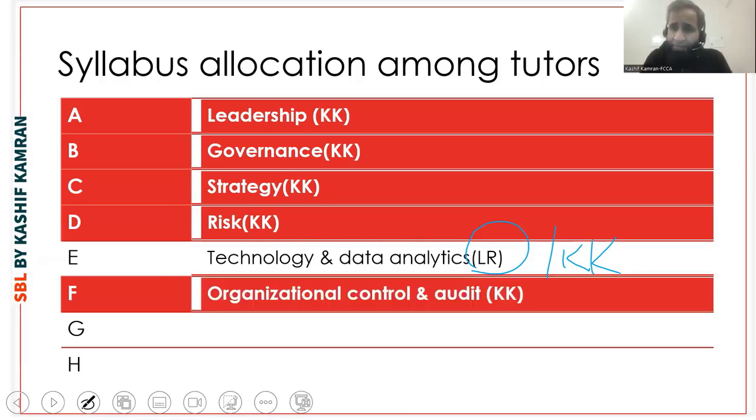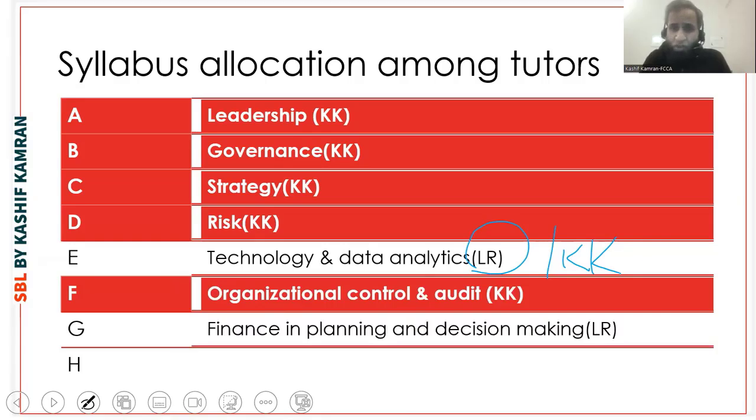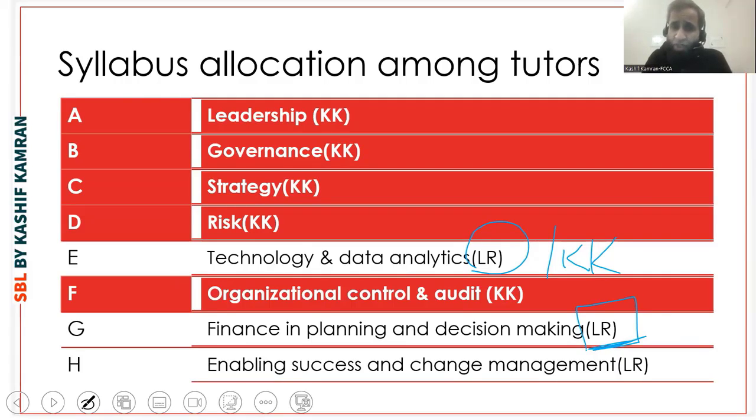Syllabus area F, organizational control and audit. That is my custody, Kashif Kamran. Then syllabus area G, finance and planning and decision making. That will be taken by Luqman Rafiq, LR. LR means Luqman Rafiq. And then syllabus area H, enabling success and change management. That is an area which will be taken by Luqman Rafiq. But I will have a certain intervention there.